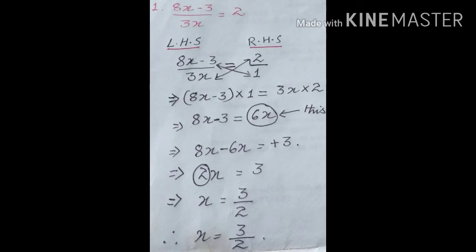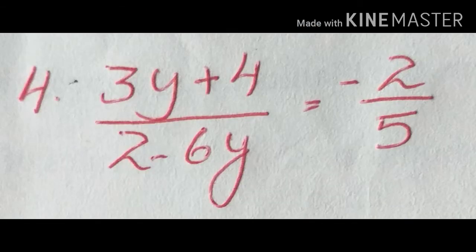Now by looking at question number 1, you can do question number 2. Okay, you can do question number 2, and I'll do question number 4. By looking at question number 4, you can do question number 3 also, 3 and 5 also. Okay, we have question number 4 like this: (3y plus 4) divided by (2 minus 6y) is equal to minus 2 by 5, and this is our question. Okay, this is our equation. Now here we have to find out the value for y.